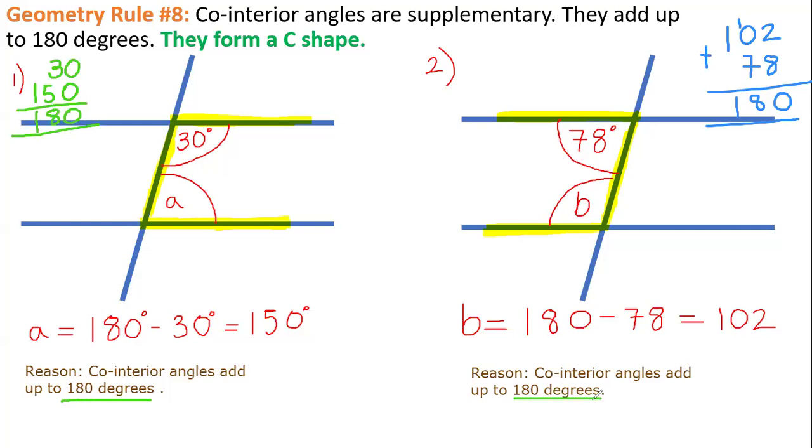All right, so say that with me. Co-interior angles add up to 180 degrees. Shekinah, you understand that? Yes, sir. Okay, and CC Joseph, do you understand this? Where's CC Joseph?